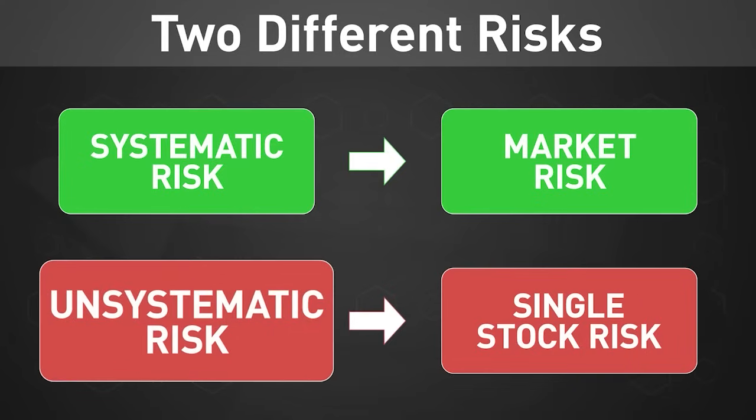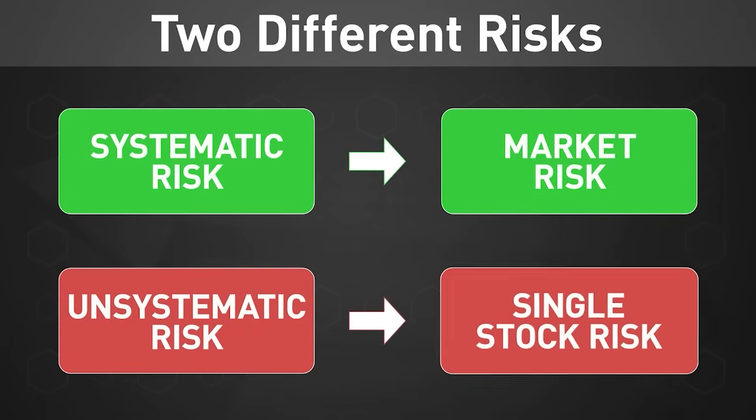Unsystematic risk, or single stock risk, is very different. These are risks that are unique or individual to that one specific stock. Therefore, they are avoidable, and they only become relevant if you happen to have a position on in that particular equity. All right, easy enough. Let's dive in a little bit deeper and work through some examples of each one of these.